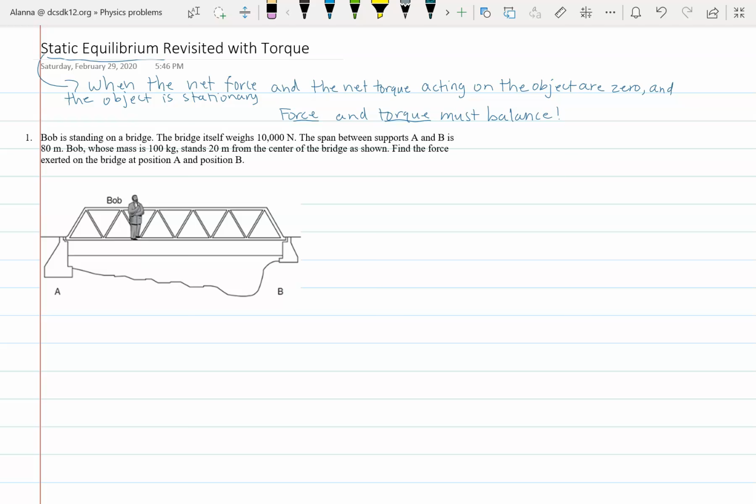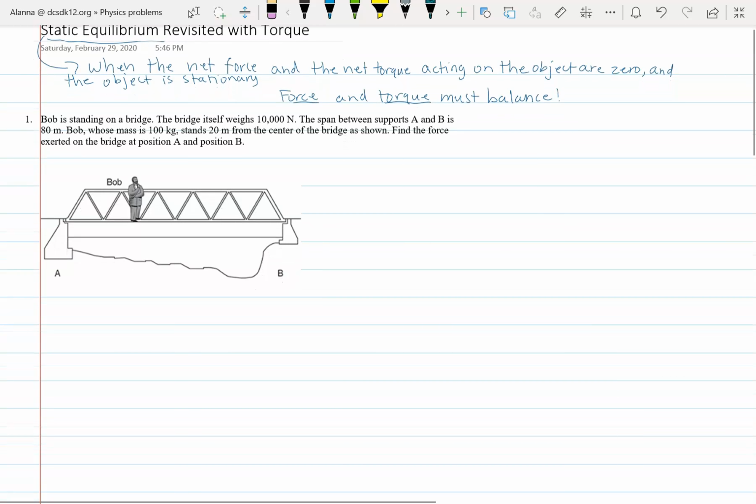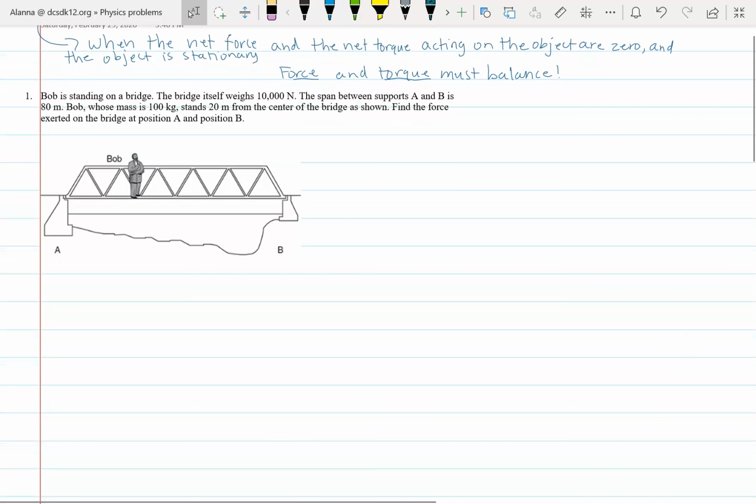So here's our first problem. We've got Bob standing on a bridge. The bridge itself weighs 10,000 newtons. The span between supports A and B is 80 meters. Bob, whose mass is 100 kilograms, stands 20 meters from the center of the bridge as shown. Find the force exerted on the bridge at position A and position B.